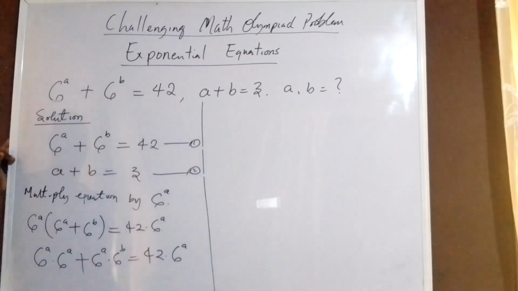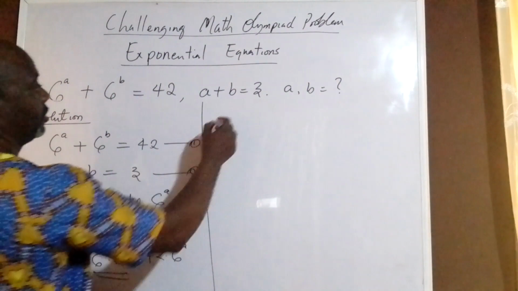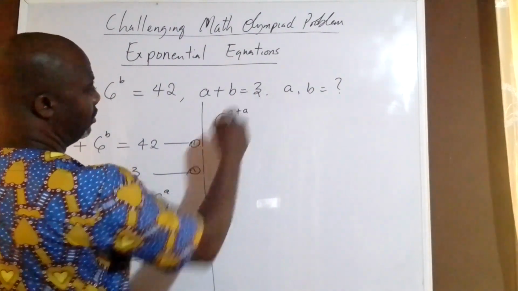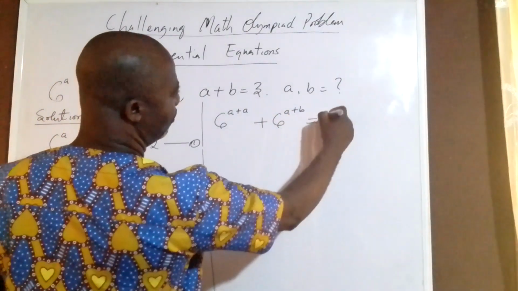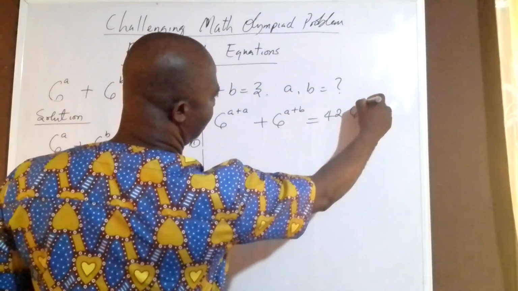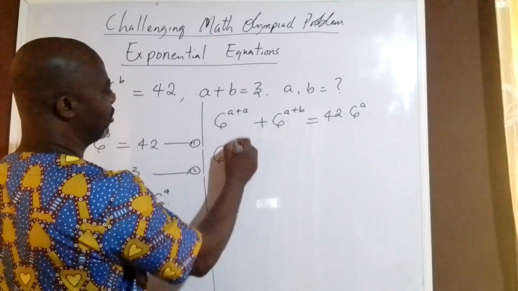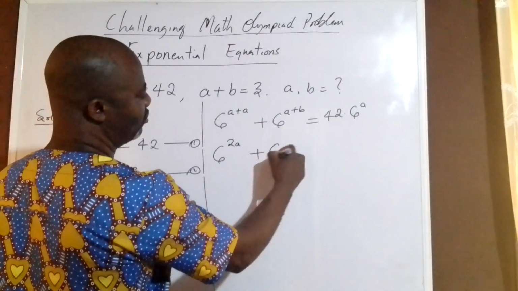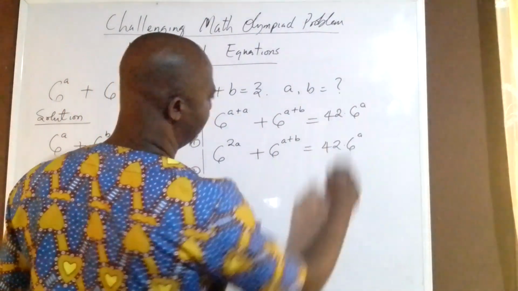Now we continue from that end. Here we apply the law of indices to these two terms. So in that case we are going to have 6 to the power of A plus A, then plus 6 to the power of A plus B equal to 42 times 6 to the power of A. This will give us 6 to the power of 2A, and of course 6 to the power of A plus B equal to 42 times 6 to the power of A.